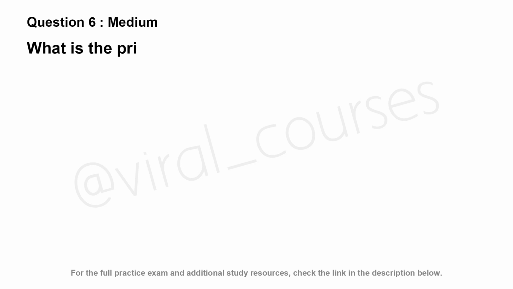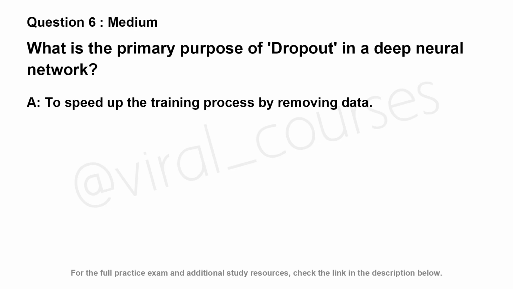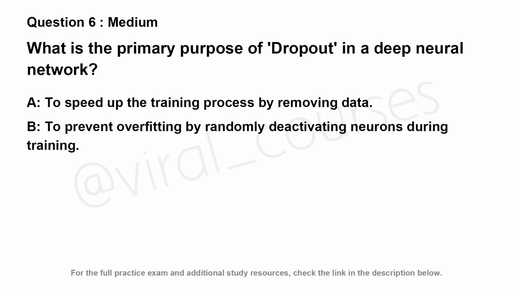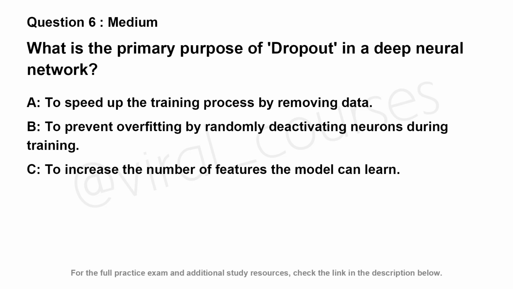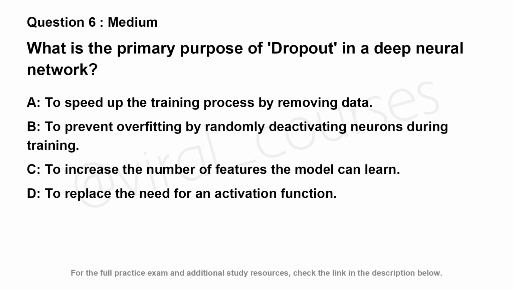What is the primary purpose of dropout in a deep neural network? Option A. To speed up the training process by removing data. Option B. To prevent overfitting by randomly deactivating neurons during training. Option C. To increase the number of features the model can learn. Option D. To replace the need for an activation function.